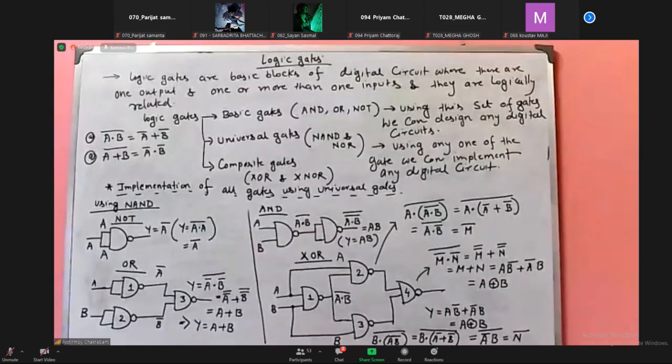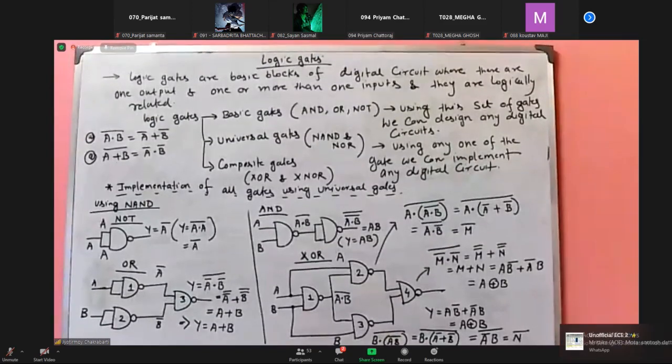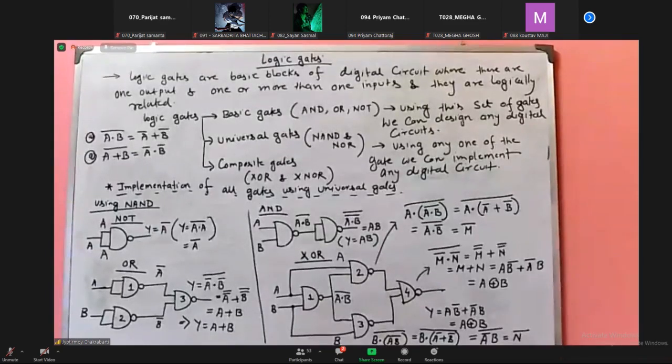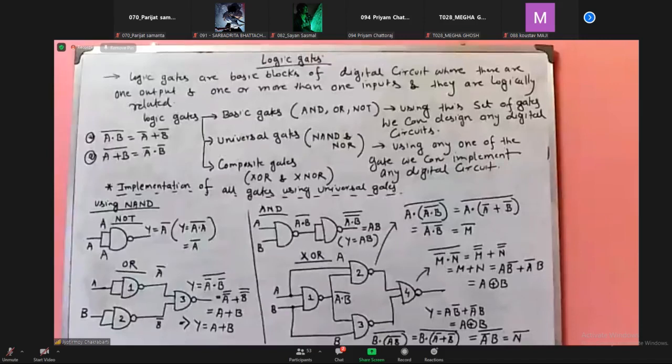That means if say A is 0, so what is A bar? A 0 হলে A bar কি হবে? 1. So what is A dot A bar? 0 dot 1, so 0. And if A is 1, what is A bar? 0. So A dot A bar is also 0.